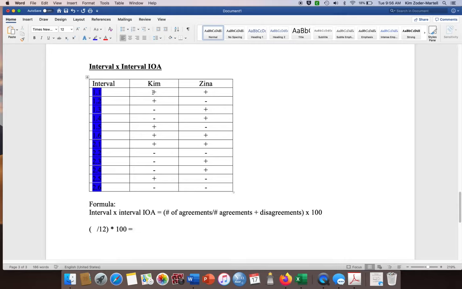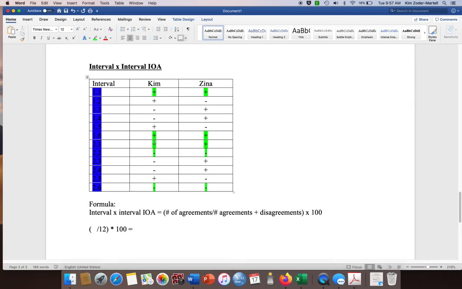So now let's see if there are agreements. An agreement is when they both recorded that the behavior occurred or they both recorded that the behavior didn't occur. So there's an agreement. These are different, so this is a disagreement, disagreement, disagreement. We have another disagreement right here. But look, we have a couple of agreements right there. And then we have an agreement. They both said in this one that the behavior didn't occur. Disagreement, disagreement, disagreement, and an agreement.